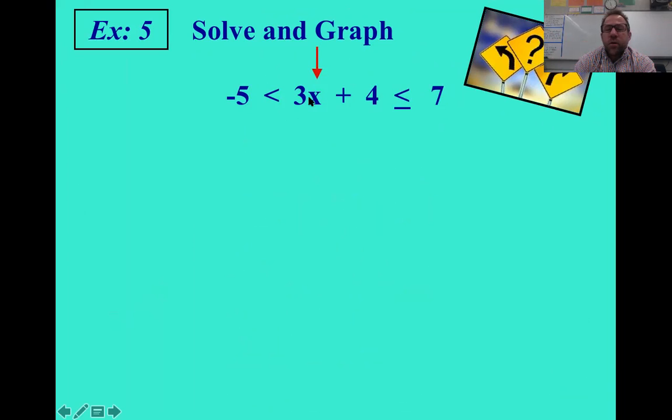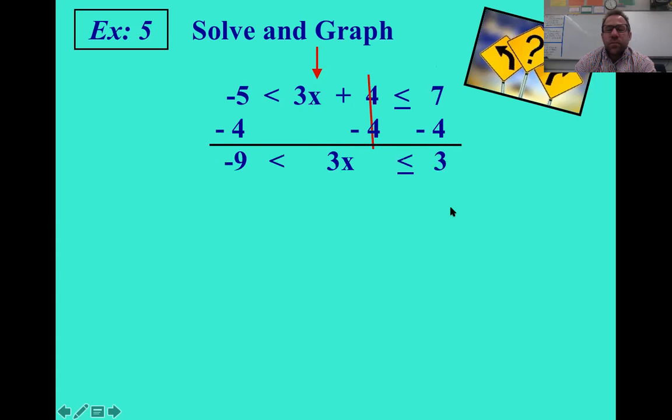We want to isolate our variable, so we're going to subtract 4. I'm going to subtract 4 here, and over here. You've got to do it in all 3 spots, all 3 places. So this is going to give me -9, and 7 minus 4 is going to give us 3.